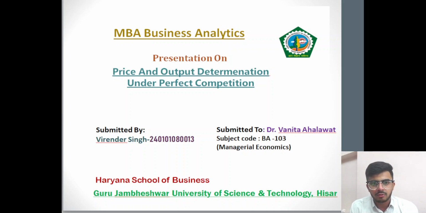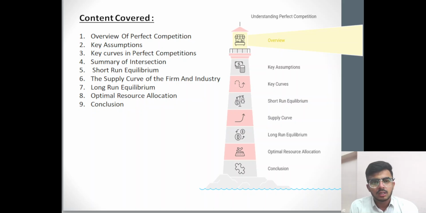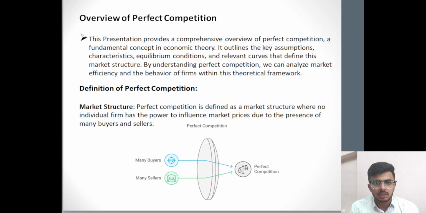So, first of all, we start with the contents covered in the presentation: overview of perfect competition, key assumptions of perfect competition, key curves in perfect competition, summary of intersections, also known as equilibrium conditions, short run equilibrium, supply curve of the firm and industry, long run equilibrium, optimal resource allocation, and the last one is the conclusion about price and output determination under perfect competition.